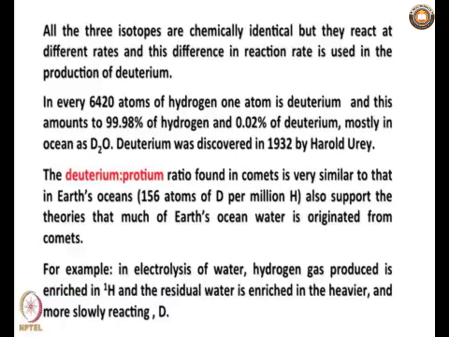And it is very interesting to compare this deuterium to hydrogen ratio with the ratio in some comets, and the ratio is exactly the same. This also supports the speculation that much of the Earth's water must have come from comets, as we still have controversy about the origin of water on this planet.